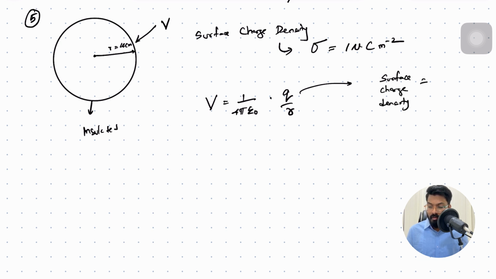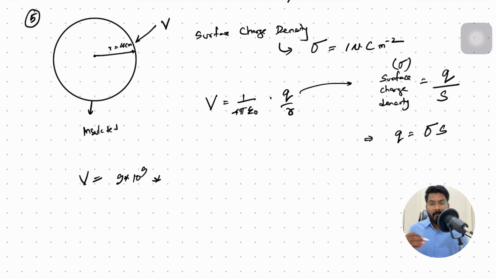Is given by charge by surface area. So Q is equal to sigma S. So this is sigma. That way V will be equal to 1 by 4 pi epsilon naught, which is 9 into 10 to the power 9, multiplied by, let's look at the surface area. Surface area of a sphere, S equals 4 pi r square.